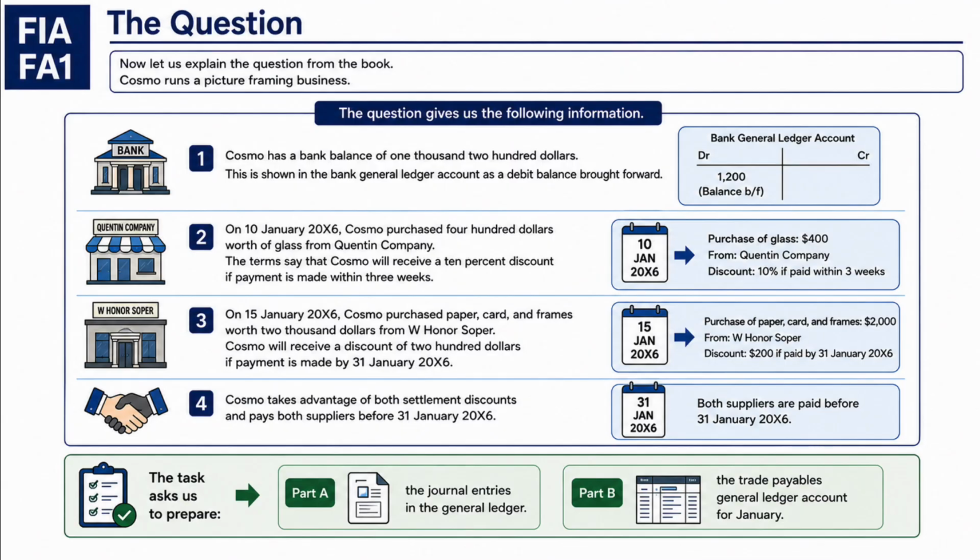Third, on 15 January 20x6, Cosmo purchased paper, card, and frames worth $2,000 from W. Honor Soper. Cosmo will receive a discount of $200 if payment is made by 31 January 20x6. Fourth, Cosmo takes advantage of both settlement discounts and pays both suppliers before 31 January 20x6. The task asks us to prepare Part A, the journal entries in the general ledger. Part B, the trade payables general ledger account for January.